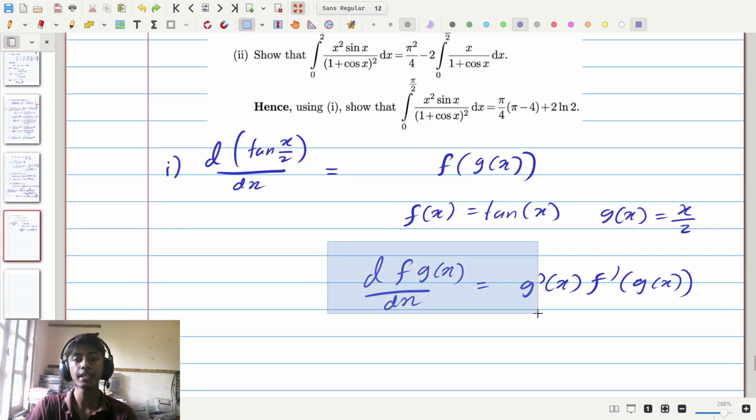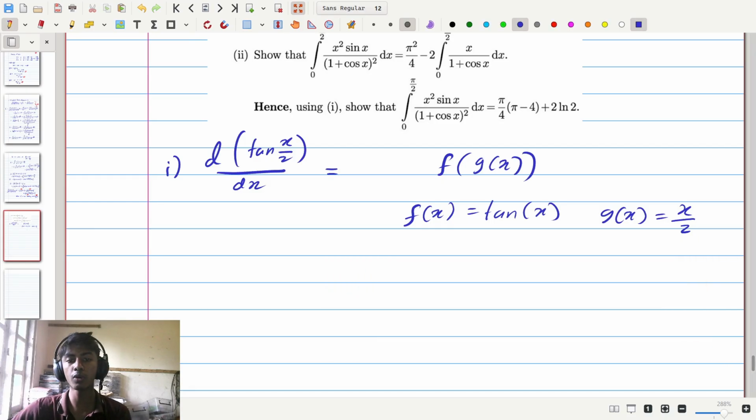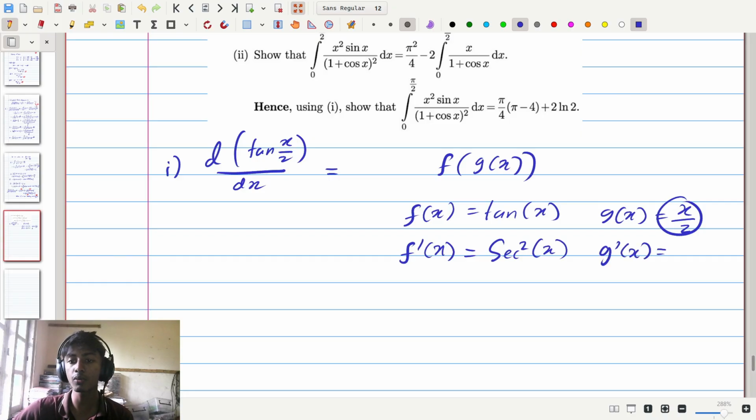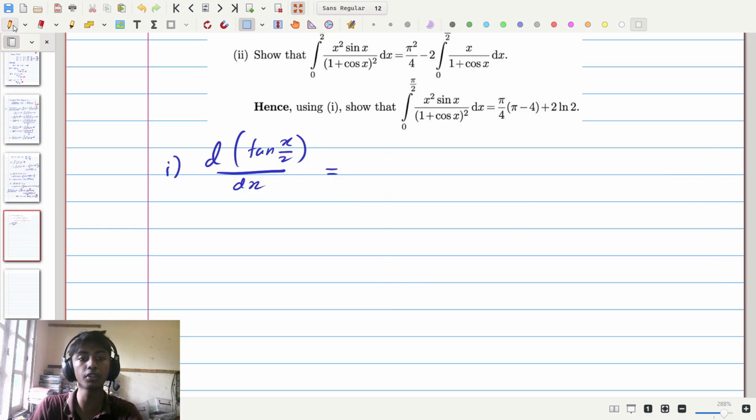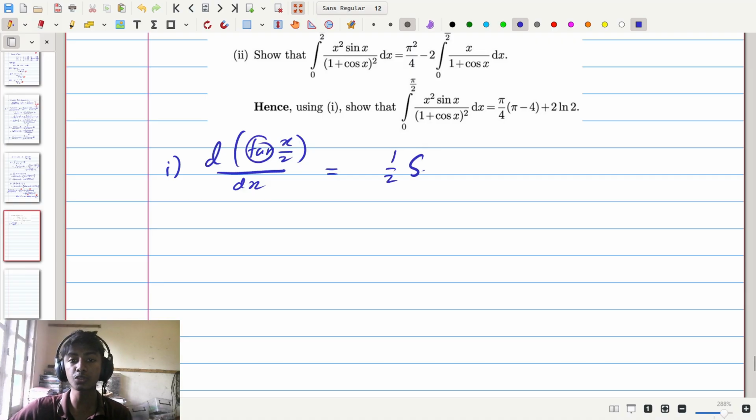Now according to that, if f of x is equal to tan of x, as we know, the derivative f prime x will be equal to secant squared of x. And if g of x is equal to x over 2, then we know the derivative g prime x is equal to 1 over 2. Applying the formula, the derivative of tan of x over 2 is equal to the derivative of the inner function, which is 1 over 2, times secant squared of the original function g of x, which is x over 2. So the derivative of tan of x over 2 is 1/2 secant squared of x over 2.